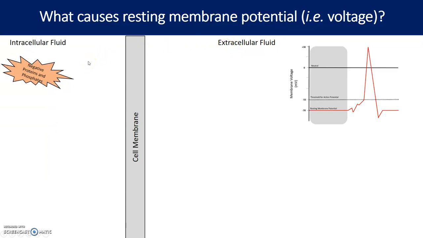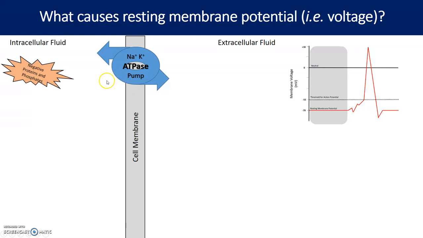On the inside of your cells, you have a lot of negatively charged proteins and phosphates and other things. They're stuck in there. They can't go out of the cell, and they have a negative charge. So that contributes to why we have a resting voltage of -70 millivolts. Another reason we have a negative charge at rest is something called the sodium-potassium ATPase pump.